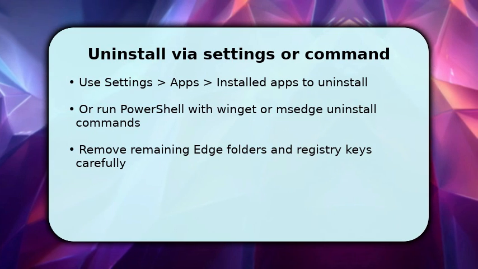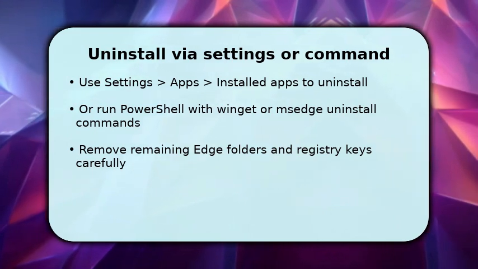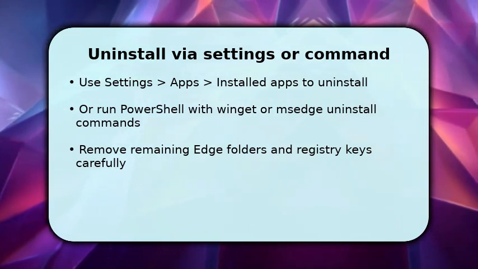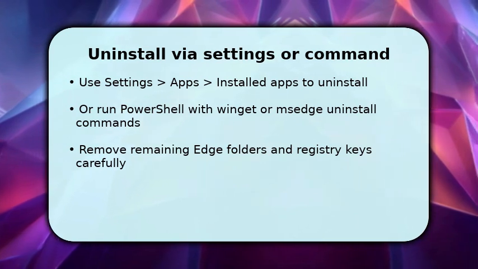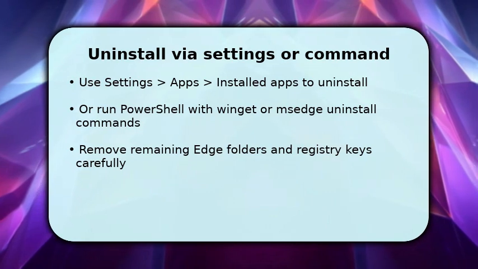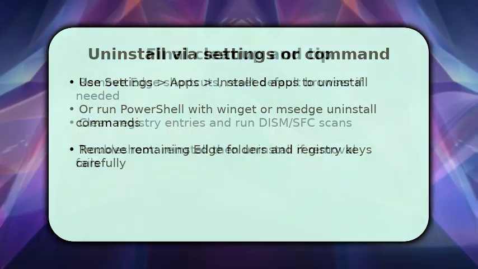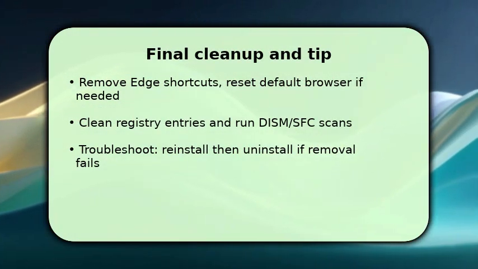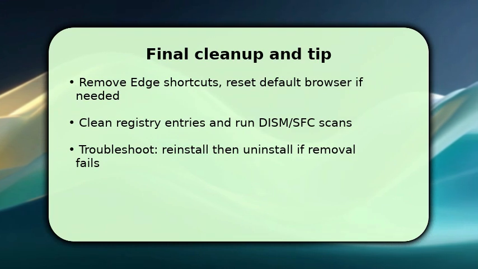Once the app uninstall completes, check program files and app data for leftover Edge folders and delete them. Make sure to close Explorer and use admin rights. These steps remove core files and prepare the system for cleanup. After uninstall, set your preferred browser as default and delete any Edge shortcuts.